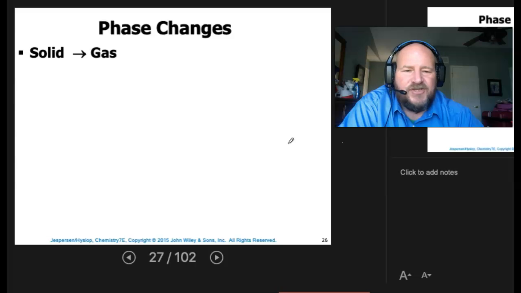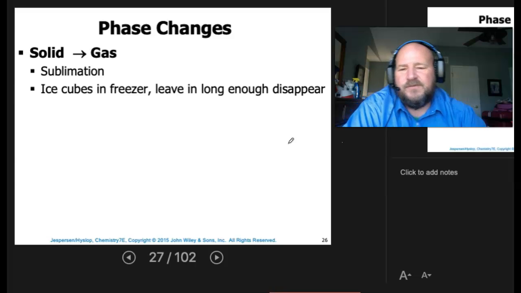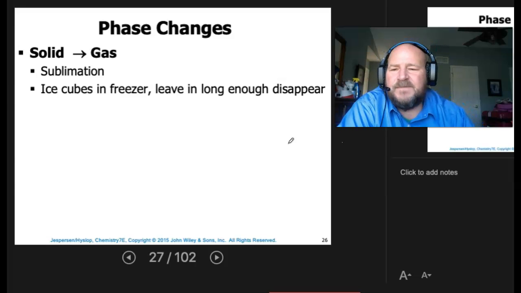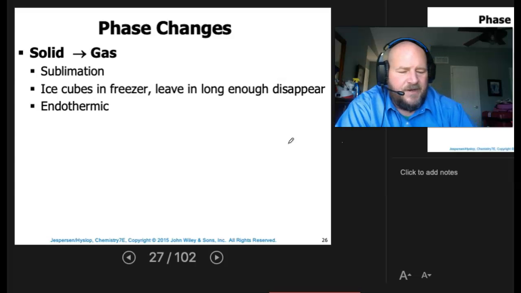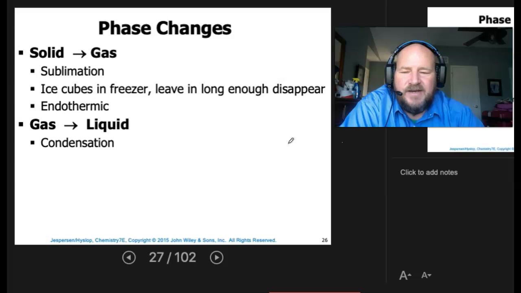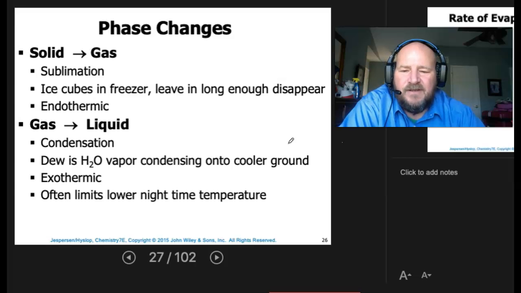So when we look at phase changes, solid to gas is sublimation. Ice cubes in the freezer, if you leave them in long enough, will disappear. This is an endothermic process. Okay, now gas to liquid, condensation. Dew is H2O vapor condensing onto the cooler ground, often limiting the lower nighttime temperature.